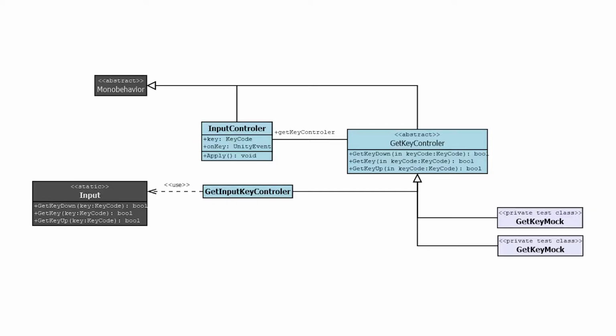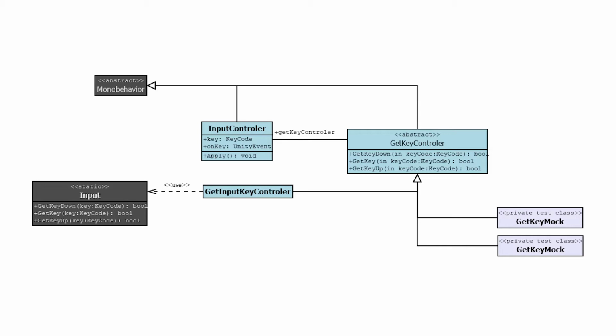What you can see here is a UML class diagram. The classes in black are provided by Unity, the classes in blue are the classes we will create in our build, and the rest are mock classes we will be using in our tests.